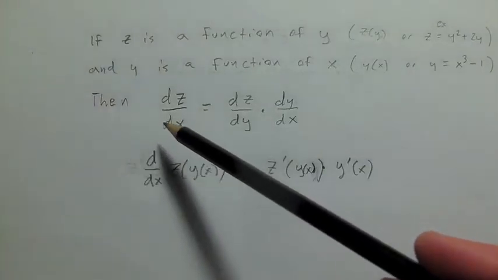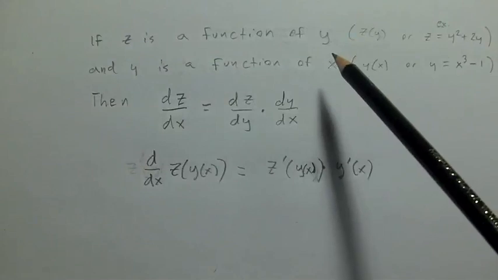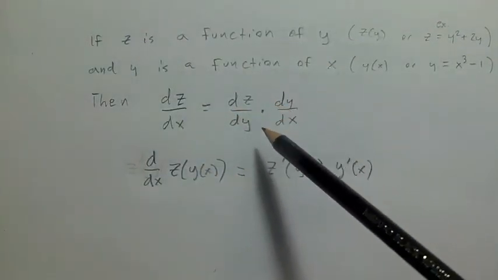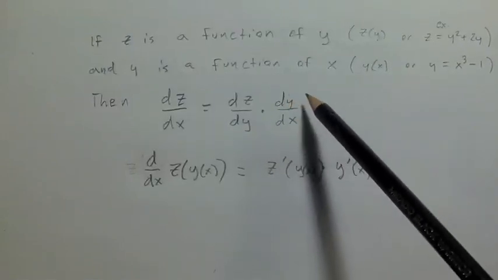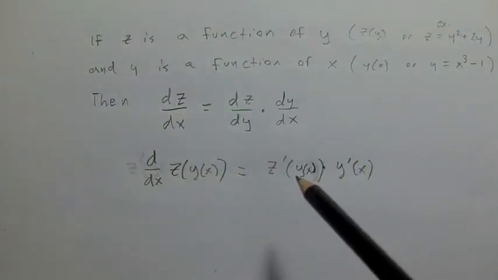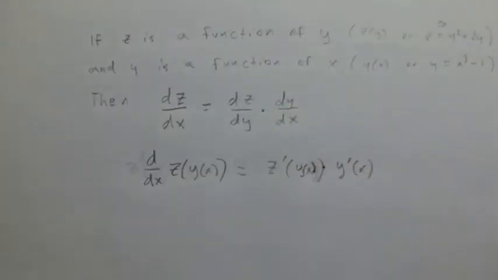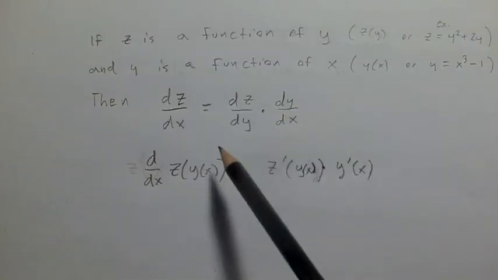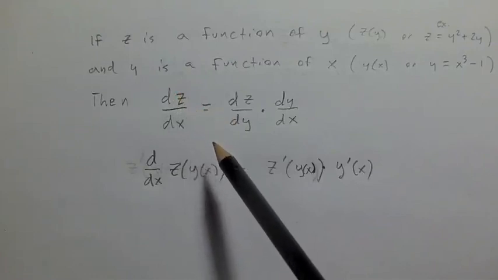Then the derivative dz over dx, so the derivative of z, our expression z with respect to x, is going to be dz over dy, so the derivative of z with respect to y, times the derivative of y with respect to x. Okay, so as we can see, this isn't really a proof or anything, but just from this expression here, if you were to use fraction arithmetic, right, these dy's would actually cancel and you'd end up with dz over dx.